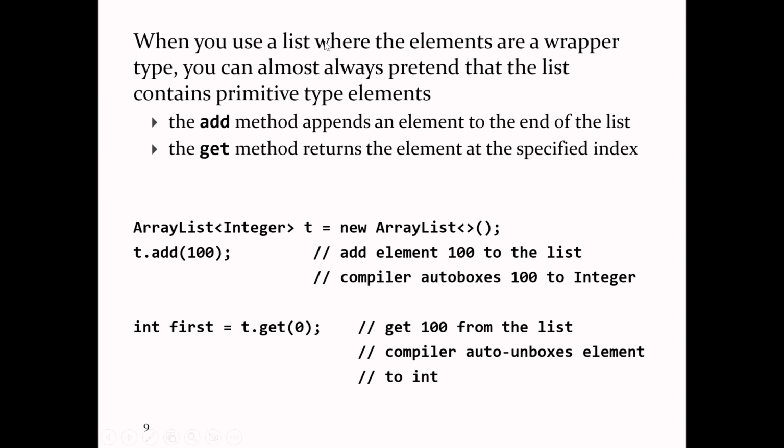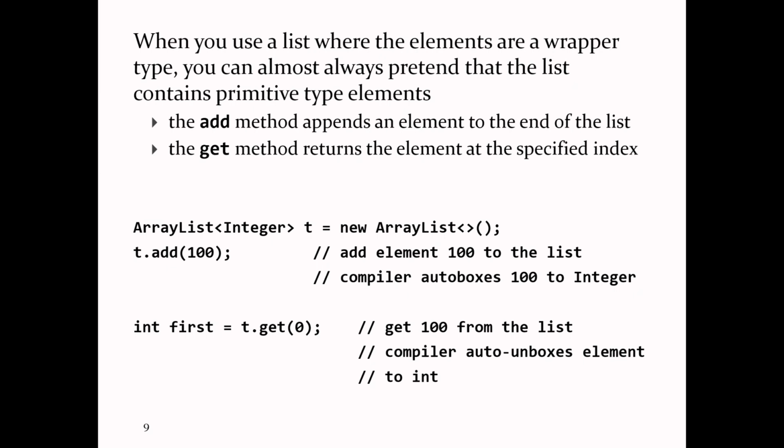So when you use a list where the elements are of wrapper type, you can almost always pretend that the list contains primitive types instead. There's a method called add that lets you add an element to the end of the list. There's a method called get that lets you get the element at a specified index. So the lists let you pretend the list is like an array.